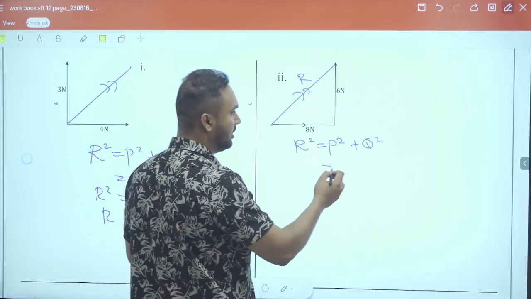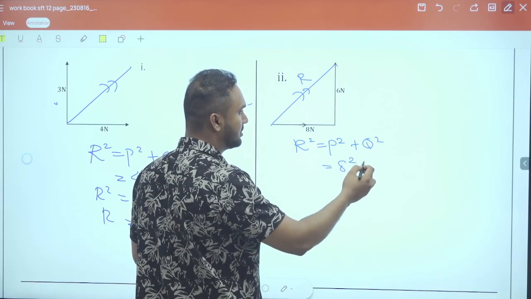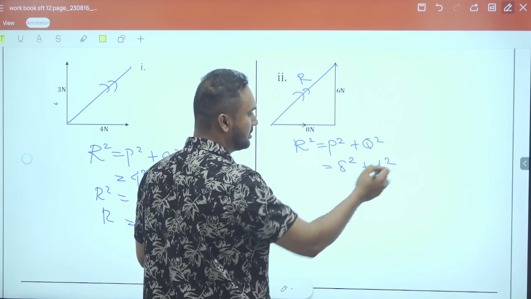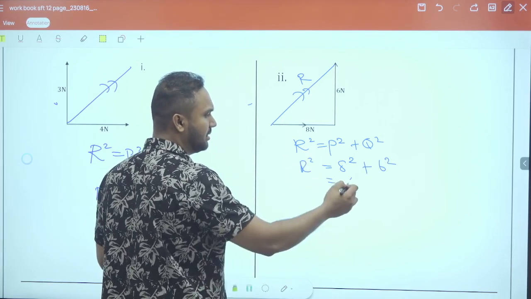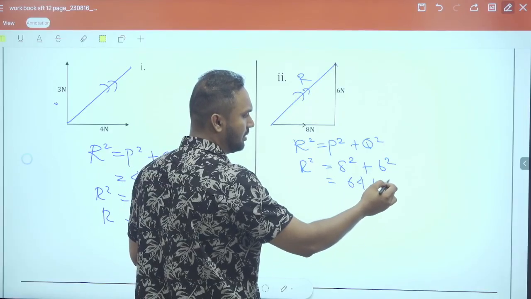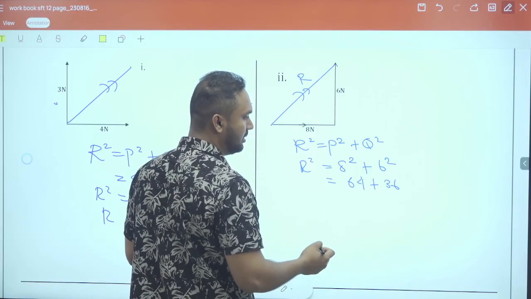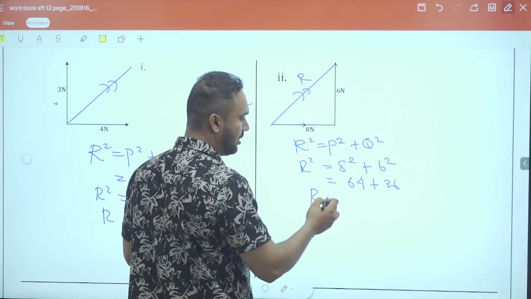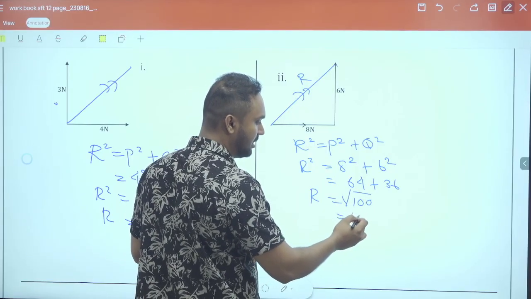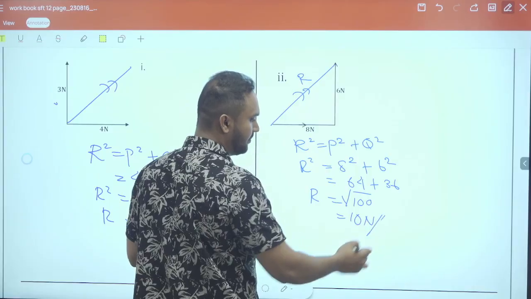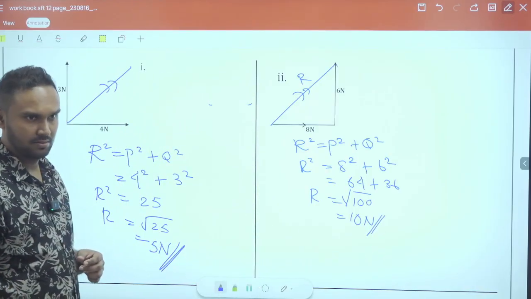So what is P square here? It is 8 newtons, so 8 square. Q is 6, 6 square is equal to R square. 8 square is 64, 6 square is 36, so it's altogether 100. Now R should be the root of 100, right? Which is 10 newtons. Simple, right? Those are simple.